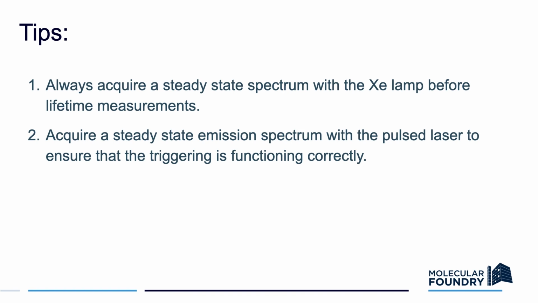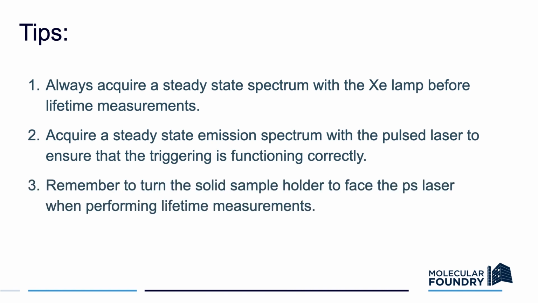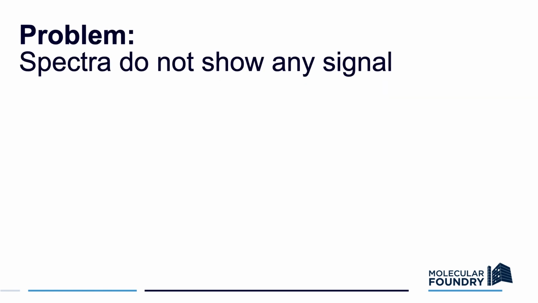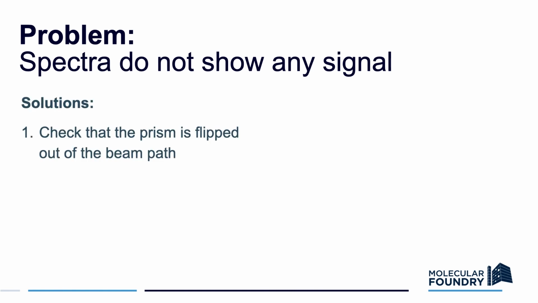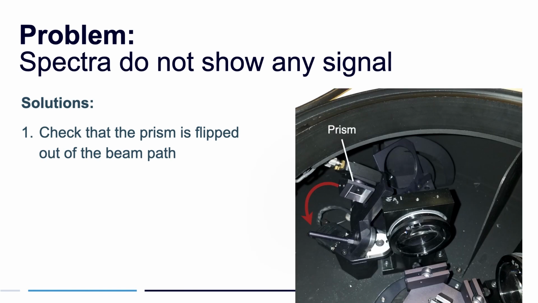Next, remember to acquire a steady-state emission spectrum using the pulsed laser just to make sure that the triggering is functioning correctly. Remember, when you're using the picosecond laser diode, turn the sample holder around to face the picosecond laser because they're in two different orientations. If you're not seeing any signal, check to make sure that the prism for the near-infrared laser is flipped out of the beam path.